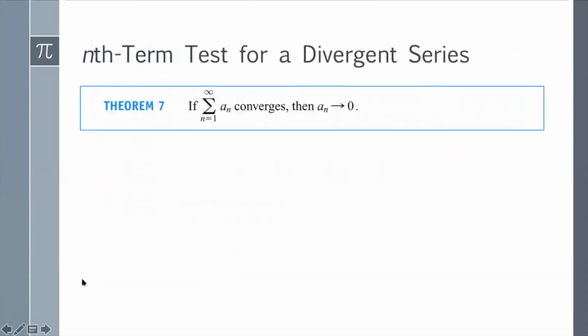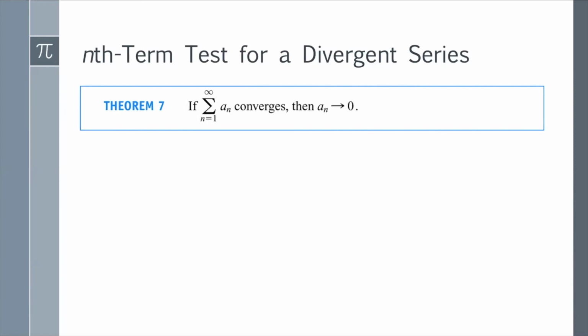All right. Getting close to the end here. This is a very, very important test for identifying divergent series. And I don't want you to misunderstand this, so I'm going to say it very carefully. The theorem says that if the series n going from 1 to infinity, a sub n converges, then a sub n, the nth term of the series, must approach 0.